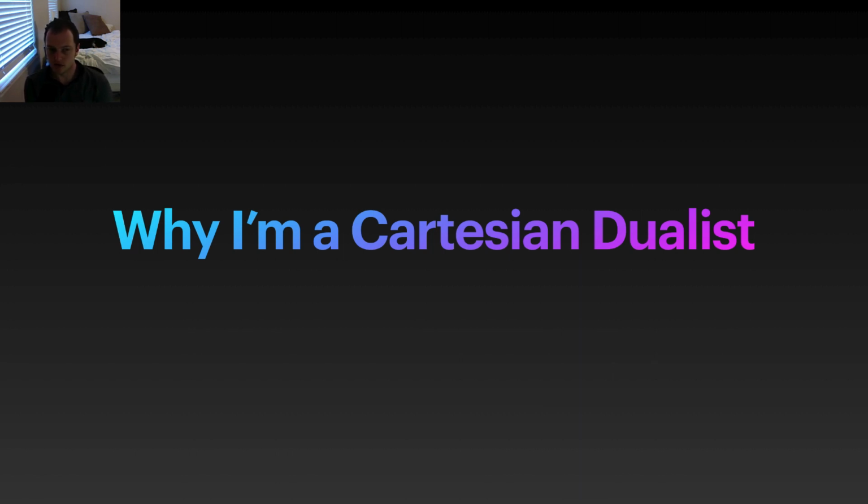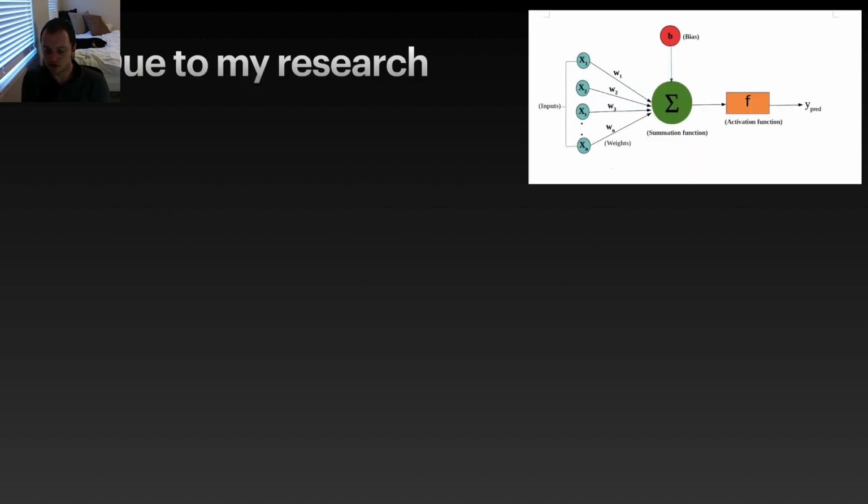This is Paul, and in this video I want to explain why I'm a Cartesian dualist. Now, this has to do with my research, which looks at artificial intelligence and basically the difference between learning and memorization in artificial intelligence. So let me talk a little bit about neural networks first.